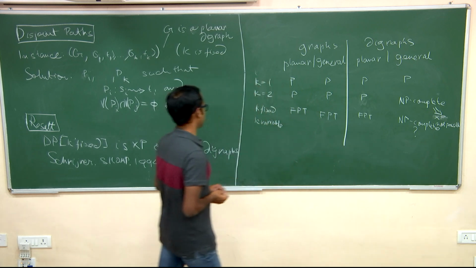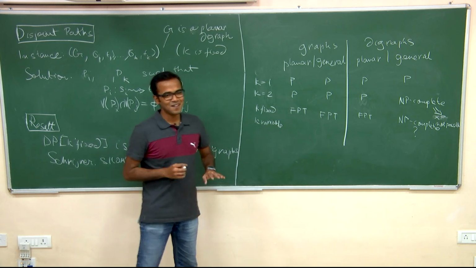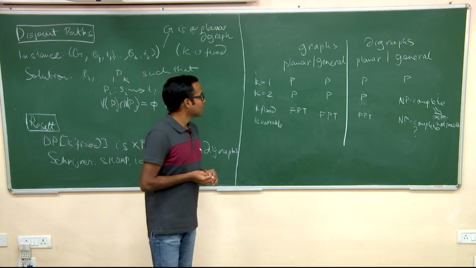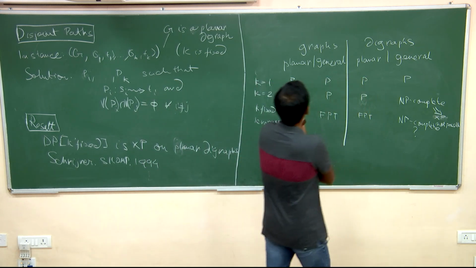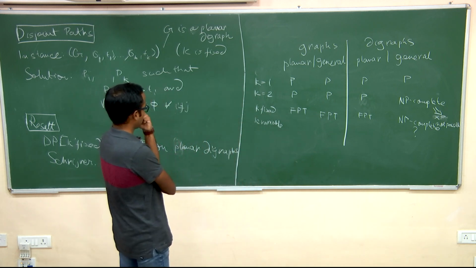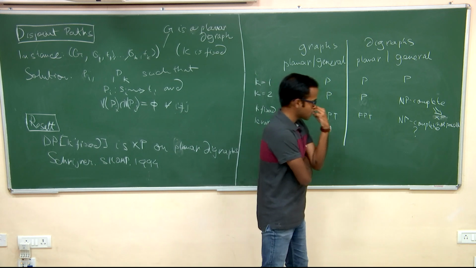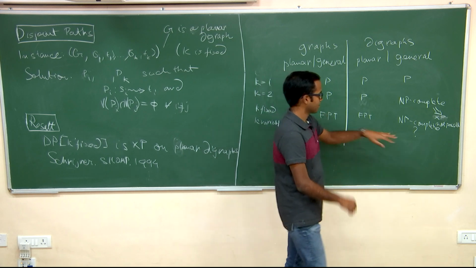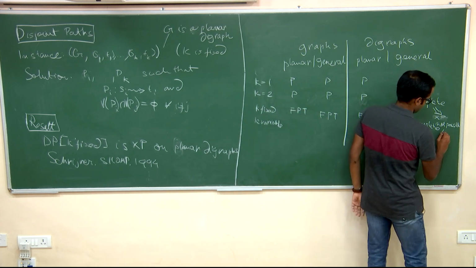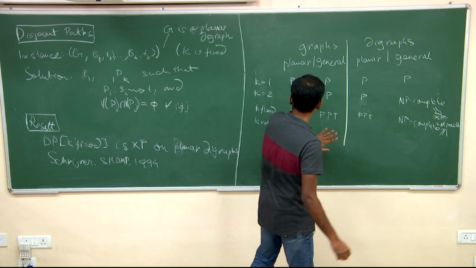And the status is not known. No, for k equal to 2 itself, it is NP complete. You can't hope it to be anything better. It's para-NP-hard, so it cannot be XP also. Suppose you have an n to the f of k time algorithm for a given k, then for k equal to 2, you would be able to solve it in polynomial time. So it is para-NP-complete, and it's NP complete over there.